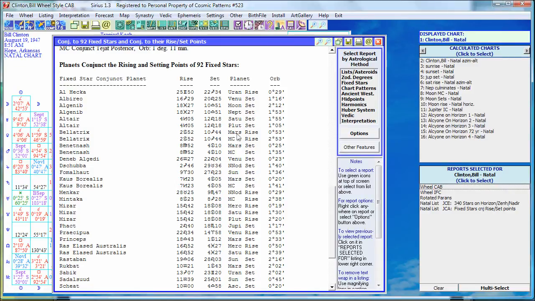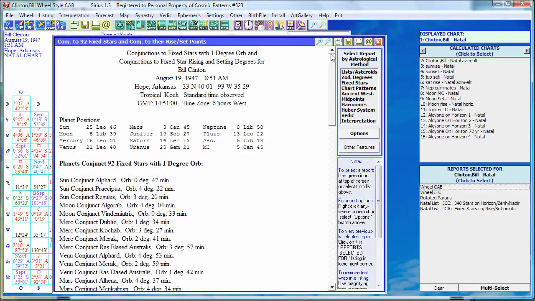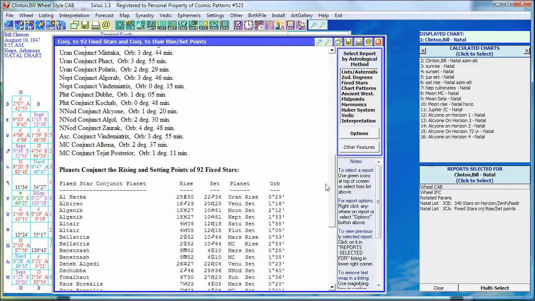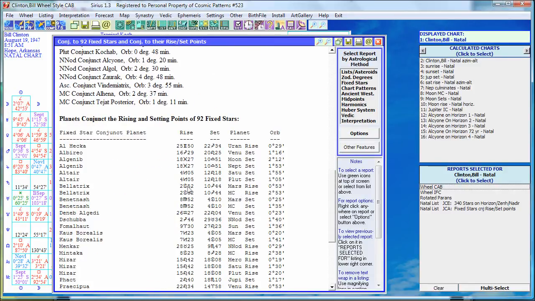Mars in Bill Clinton's birth chart, if I scroll up to Mars, I've got a list of planet positions here, 3 Cancer 45, scroll back down. So 3 Cancer 45 is less than a degree, exactly 53 minutes from 2 Cancer 52. So Mars, the way you read this is that Mars is conjunct the degree that Bellatrix rises with a 53-minute orb.